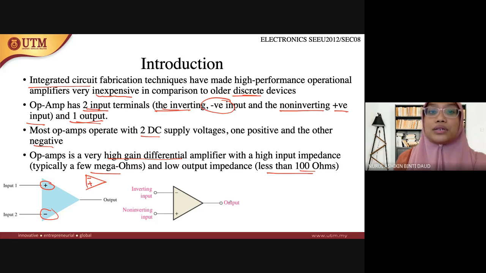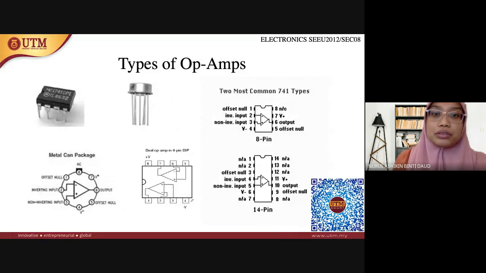Okay, and this always becomes the output terminal. Since I've mentioned, most op-amps operate under two DC supply voltages. Some of them can also be represented like this, with positive and negative voltages for these terminals. Usually these two are used inside the electrical circuits. So these are the types of op-amps that you can find in the market.